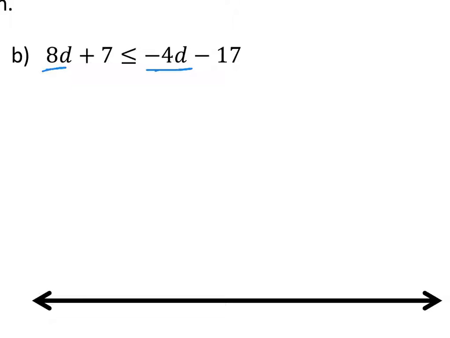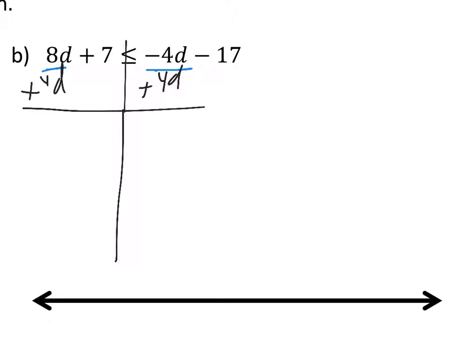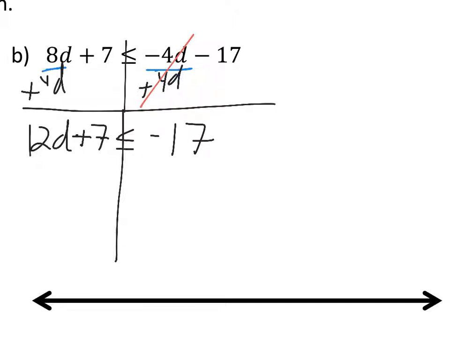So 8d and negative 4d, well, negative 4d is smaller. I need to do it to the other side. So since it's negative 4d, I'm going to add 4d to both sides. Negative 4d plus 4d is nothing. So I get 12d plus 7 is less than or equal to negative 17. So I'm now at a two-step. D is being multiplied by 12 and added to 7. So I'm going to do the inverse operations. So I'm going to subtract 7 from both sides.